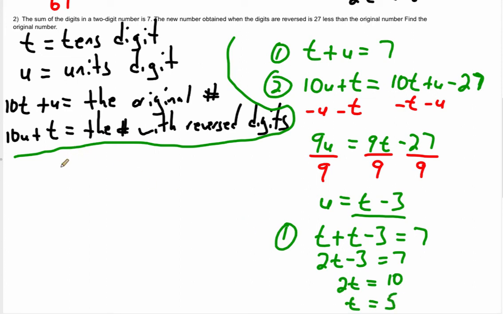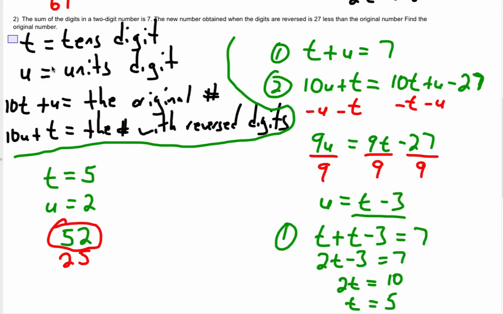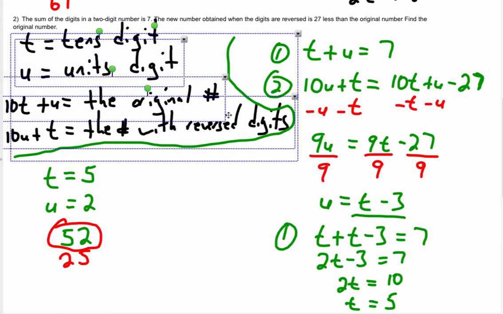T equals 5. Now, plugging back into the original, if t equals 5, then u must equal 2, which would lead us to the original number being 52, and the reverse number being 25. Let's test it. The 2 digits add up to 7, that's correct. And then the new number obtained is 27 less. 25, yep, so that works. So our answer is 52. Feeling good about that.